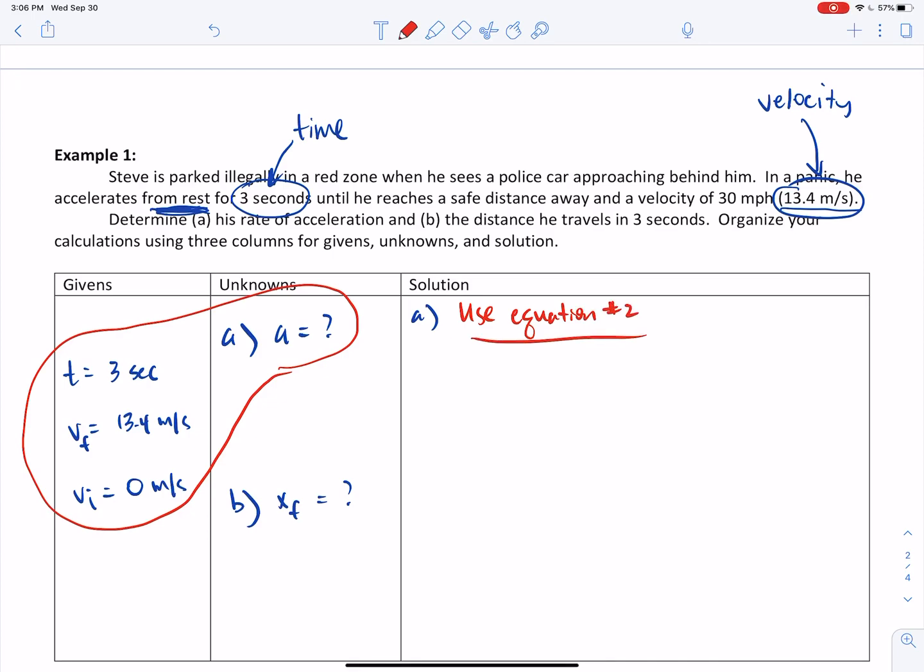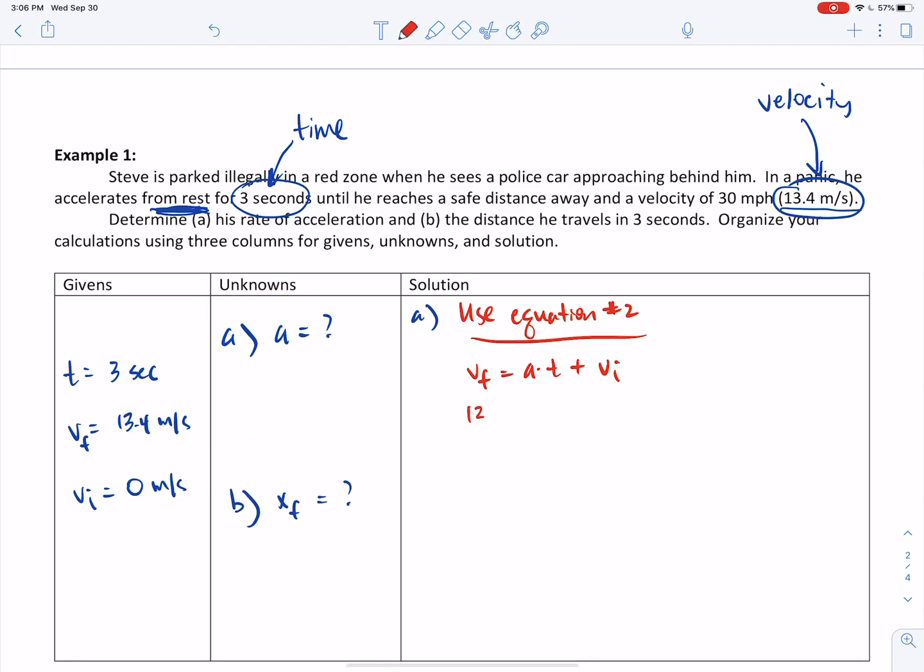All right, equation 2 is this: v final equals acceleration times time plus v initial. I know the final velocity is 13.4 meters per second. I don't know the acceleration, so I'm going to leave that as a variable. I know the time is 3 seconds. And I know that the initial velocity is 0. Okay, basically means it goes away.